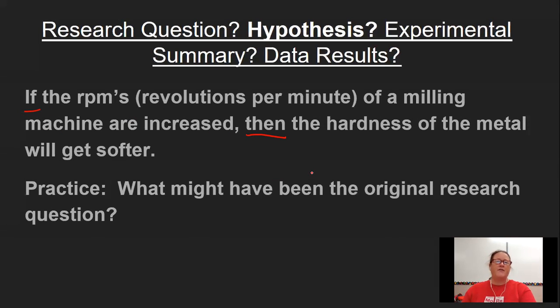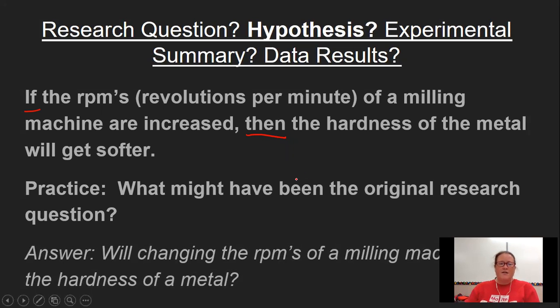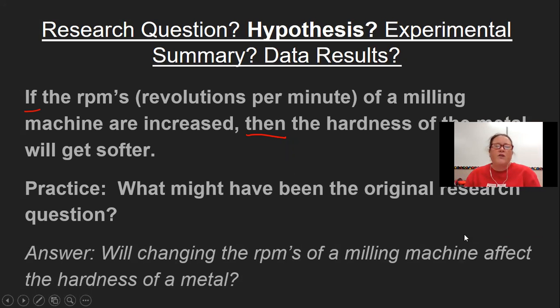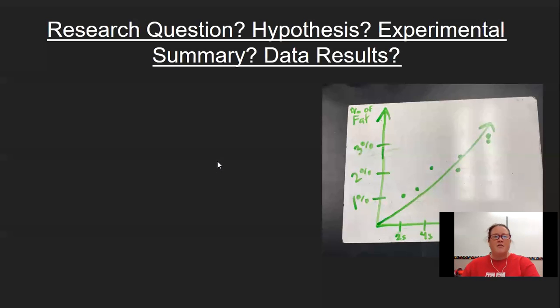So to get to that original research question, I remind you that you want to say, how will changing blank affect blank? And here is an example. How will changing the RPMs, or will changing the RPMs of a milling machine affect the hardness of a metal? This student's hypothesis was wrong, actually. After the experiment was done, it was discovered that the metal got harder when the RPMs were increased. All right.